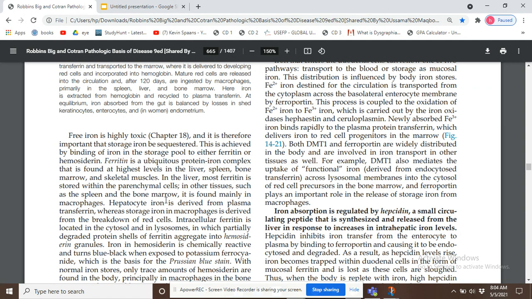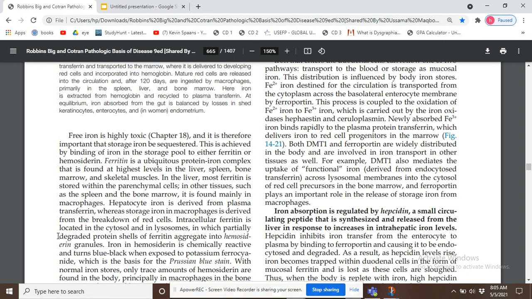In the liver, most ferritin is stored within the parenchymal cells. In other tissues such as the spleen and bone marrow, it is found mainly in the macrophages. Hepatocyte iron present in the liver is derived from plasma transferrin, whereas storage iron in macrophages is derived from the breakdown of red cells.